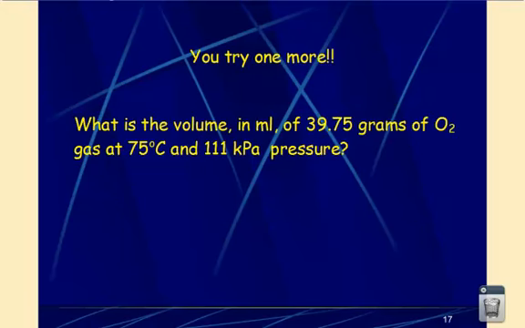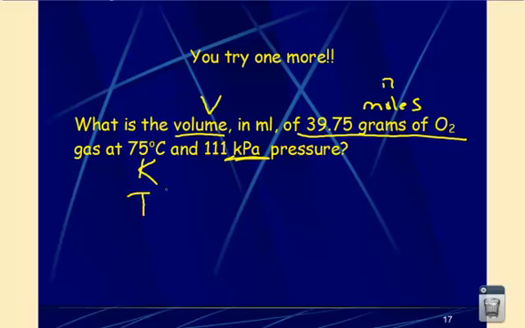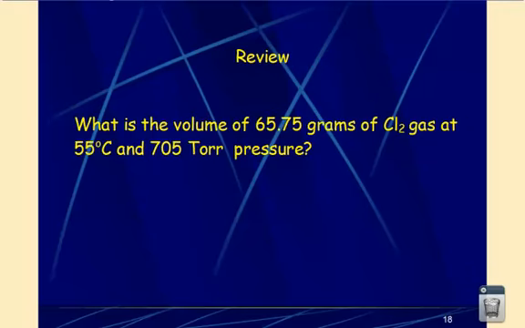One more. The volume, so we're looking for V. Grams of O2, we could find moles. Temperature, degrees C, we can do Kelvin. It's already in kPa, so we would use 8.31. So again, we have the pressure, the temperature, and the moles, and we would be finding volume. It would be in liters, and we would just have to change it to milliliters. So that, in a nutshell, is PV equals nRT.